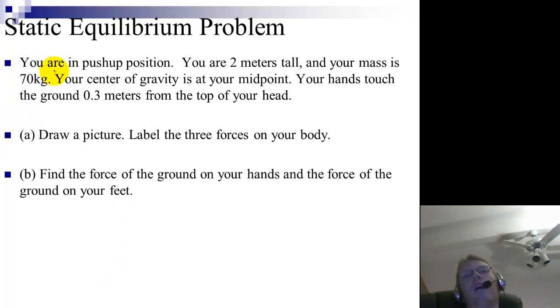Alright, so here's a not as complicated problem. You're in push-up position. Okay? Pretend you're flat. You are 2 meters tall. Your mass is 70 kilograms.